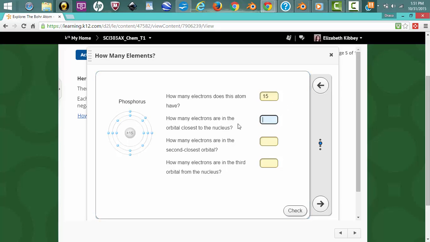How many electrons are in the orbital closest to the nucleus? We can look, there's 2. How many electrons are in the second closest orbital? There's 1, 2, 3, 4, 5, 6, 7, 8. I might have counted wrong, but I guess we'll see. How many electrons are in the third orbital from the nucleus? That would be 1, 2, 3, 4, 5.